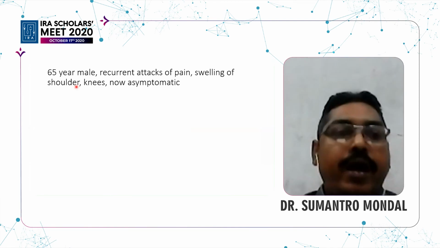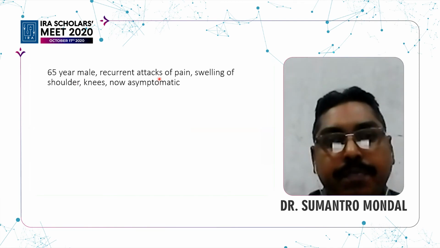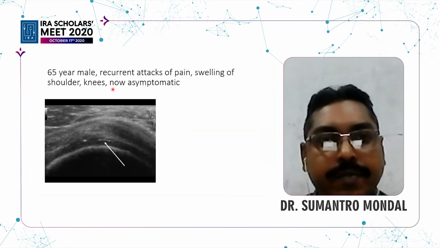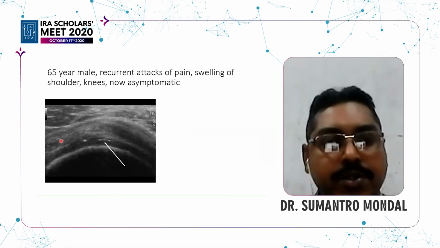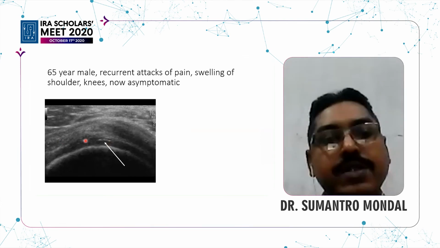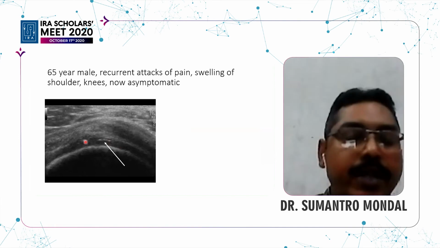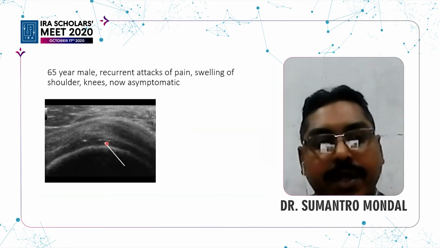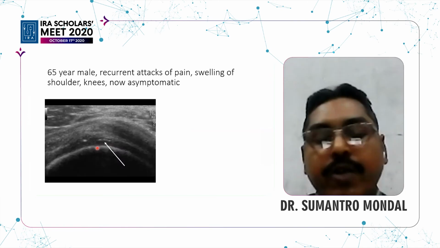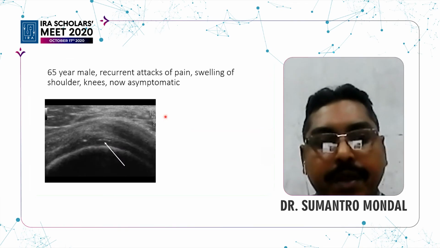A 65-year-old male with recurrent attacks of pain and swelling of the shoulder and knees, but now in the asymptomatic phase. To see the shoulder pathology, if you perform a shoulder USG, some pathologies are there in the cartilage of the humerus, and there are some amorphous deposits of crystals within the cartilage substance. It is actually chondrocalcinosis, which is usually seen in CPPD.